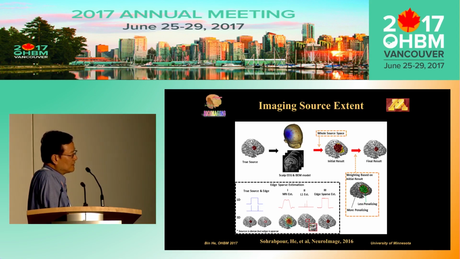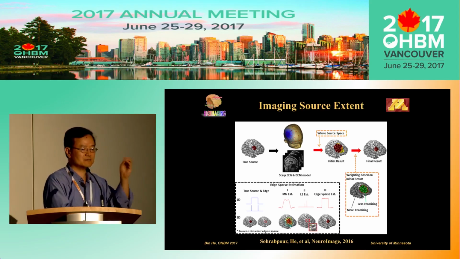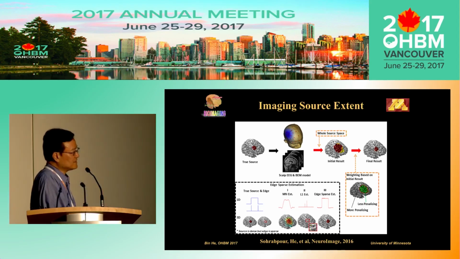This is the minimum norm solution. This is the L1 norm solution. L1 norm is going to give you 2 spots, and the minimum norm will give you a large area. Now I'm estimating this edge, because at the edge there is a sparsity. And from there, we could actually get very reasonable estimation using this approach.